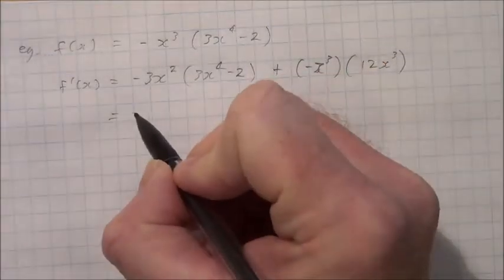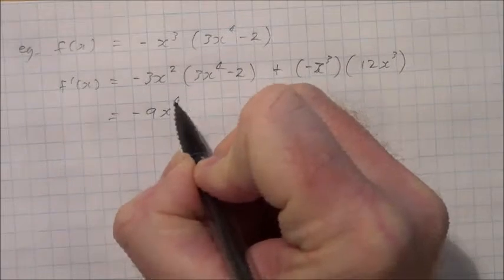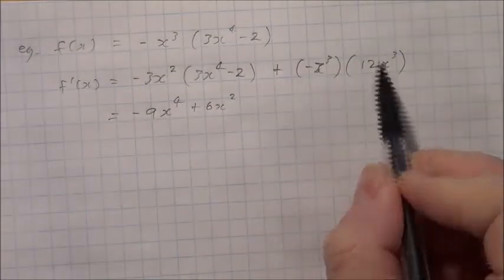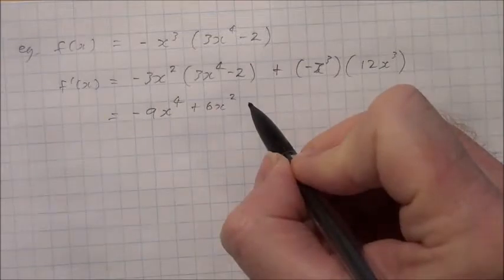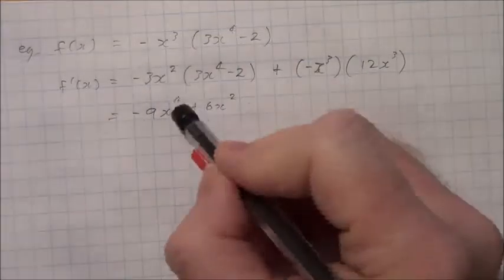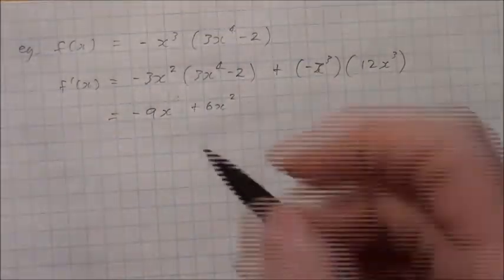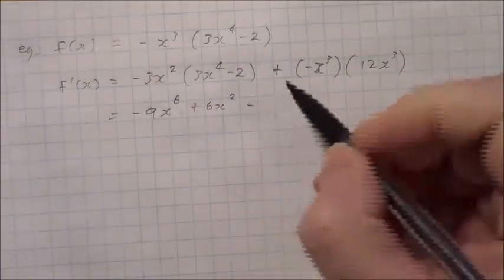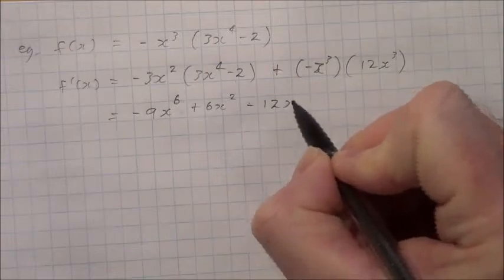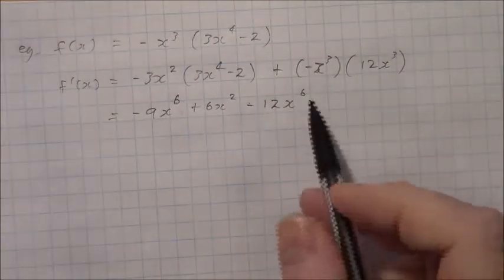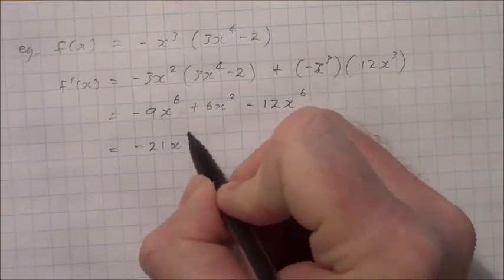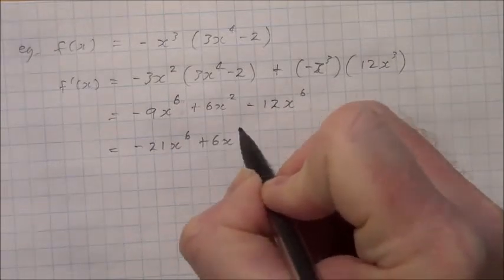So we get negative 9x to the power 4 plus 6x squared, and we'll multiply these two together. Sorry, this is x to the power 6, and then we multiply these together and get negative 12x to the power 6. And we group things together, so we get negative 21x to the power 6 plus 6x squared.